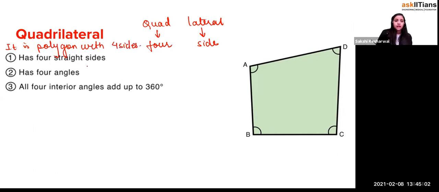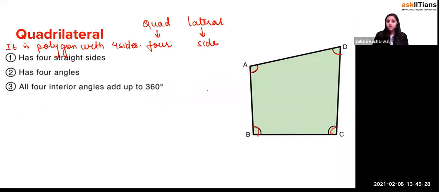We can say this. It has four straight sides, like AB, BC, and so on. It has four angles: angle A, angle B, angle C, and angle D. And all four interior angles sum up to 360 degrees. I have taught you this in the previous lectures, so this much is clear. I don't want to go further into how this becomes 360 degrees.